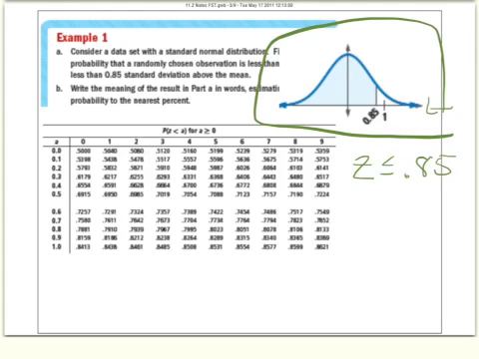Now this table, notice right here, it tells you it's for the z-scores all less than A. So let's make that adjustment, right? I have too much information. I want the z-scores less than 0.85.